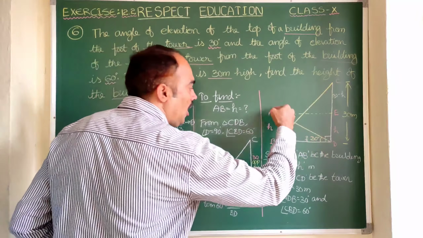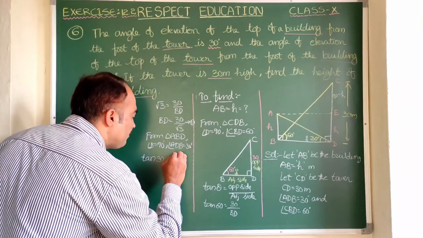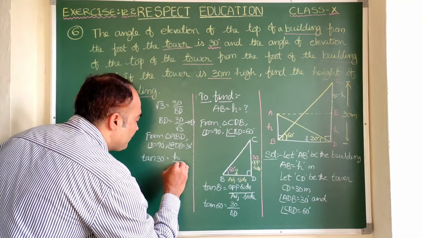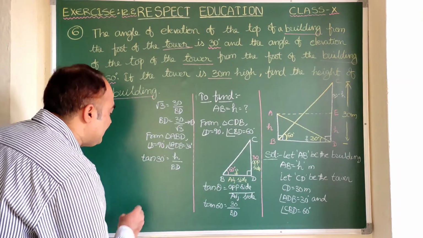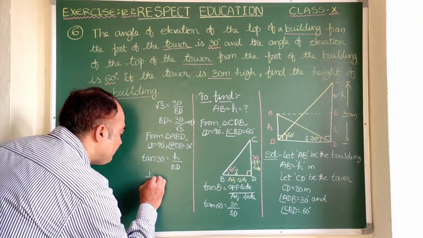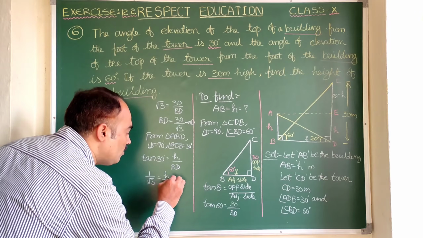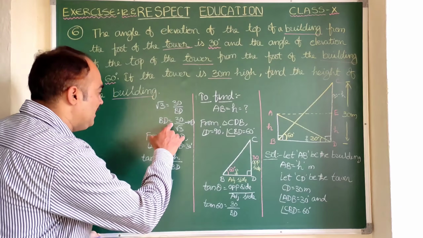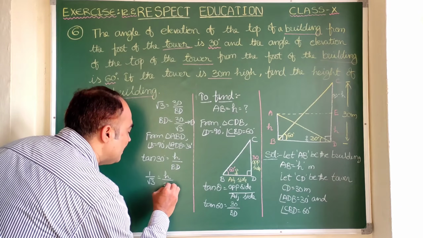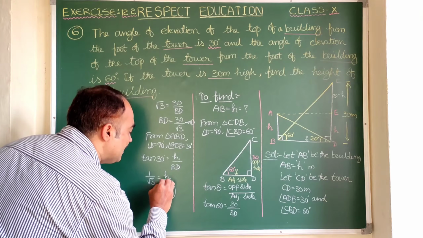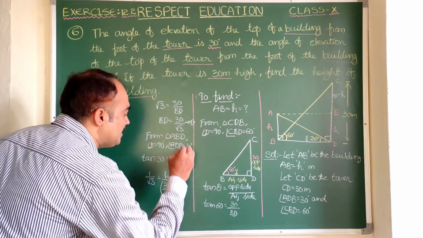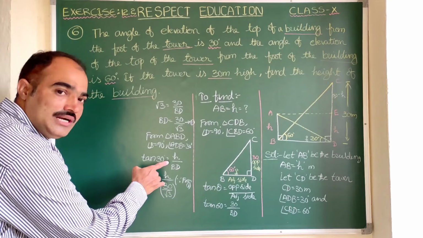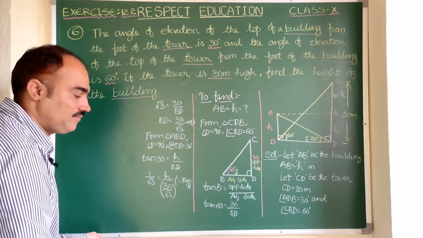Tan 30 is equal to the opposite side AB, that is H, by the adjacent side BD. Now tan 30 is 1 by root 3, equal to H, which is not known, by BD. Let us mention the same: BD is equal to 30 by root 3. This is the reason: from equation 1 we substituted in place of BD this 30 by root 3.